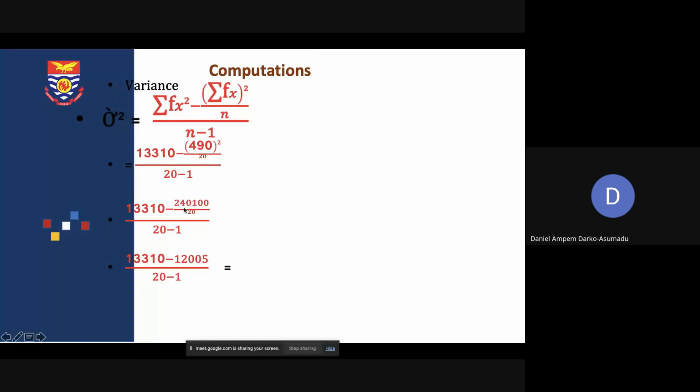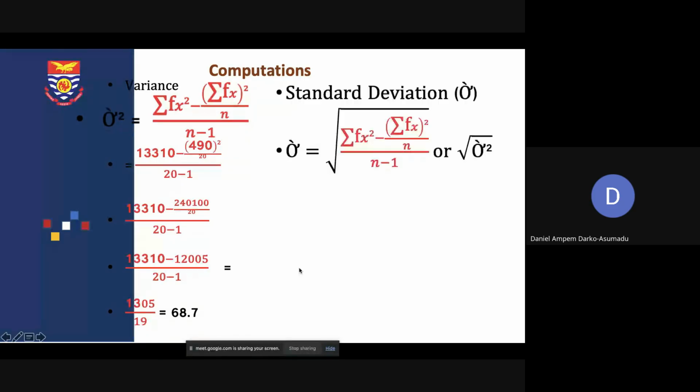When we divide this by 20, we get 12,005 over here, minus 13,310. When we subtract this from this, we get 1,305 over 20 minus 1, which is 19. So the variance here is 68.7.